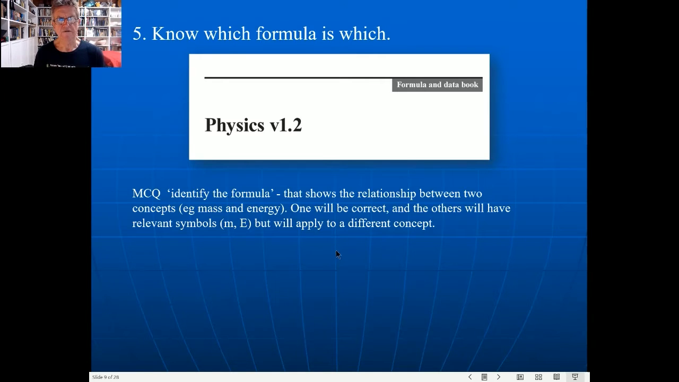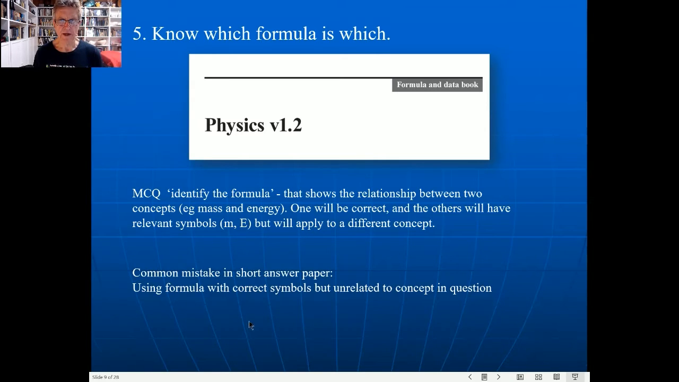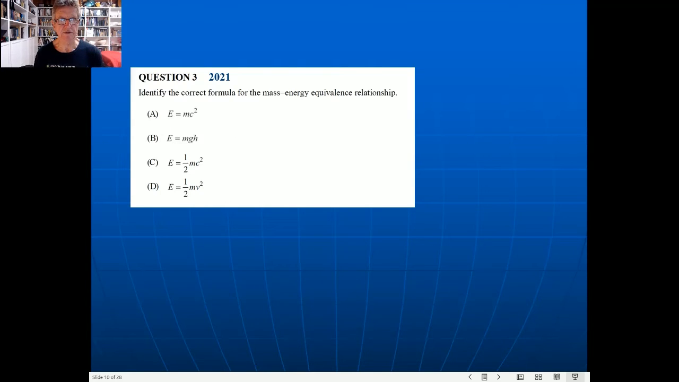Now often you're asked to pick the formula that shows a relationship between some concepts, and one will be correct, but the others will have the relevant symbols, mass and energy, but will be a different concept. So, for instance, in the short answer paper, students often choose a formula that has all the right symbols, but it's unrelated to the concept in question. Here's an example, for instance.